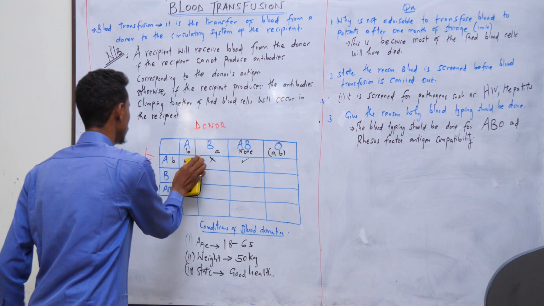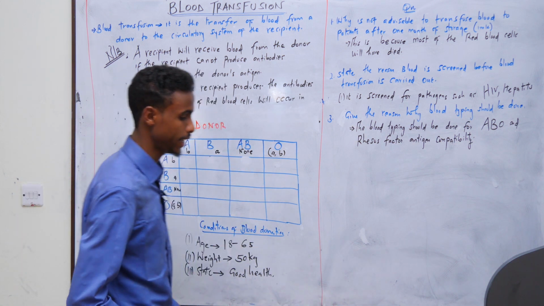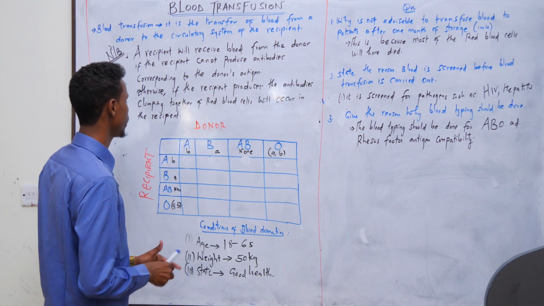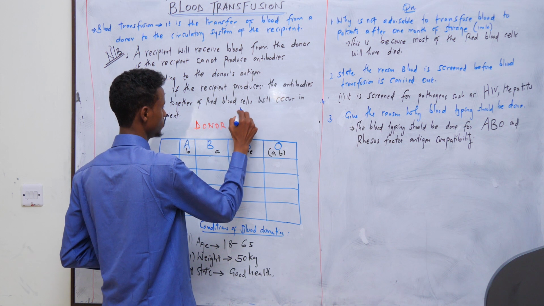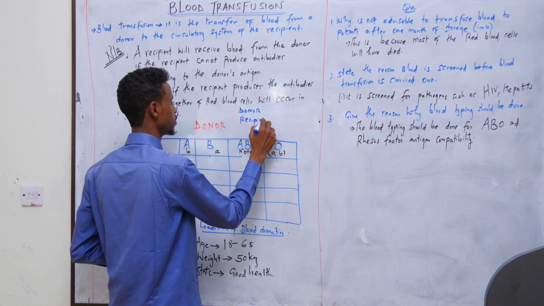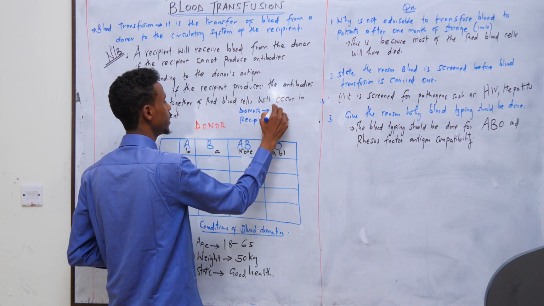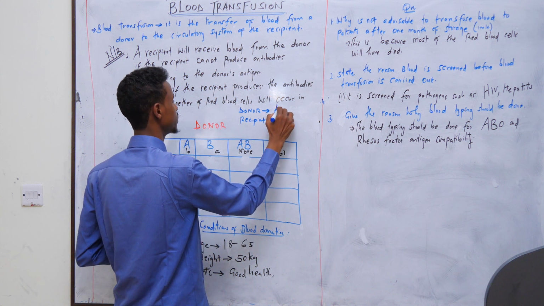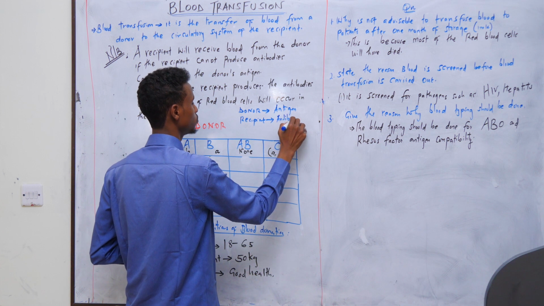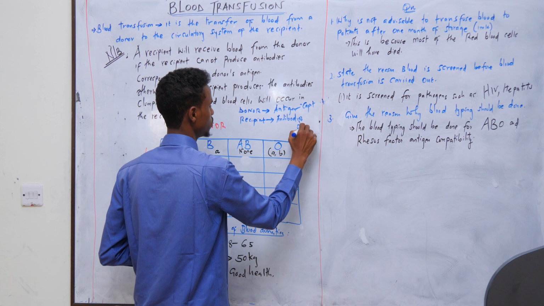Now, I want us to fill this table together, then we can see what follows next. Number one, we check: we have the donor, we also have the recipient. In the donor, we check antigens. In the recipient, we check antibodies. This one is in capital, this one is in small.